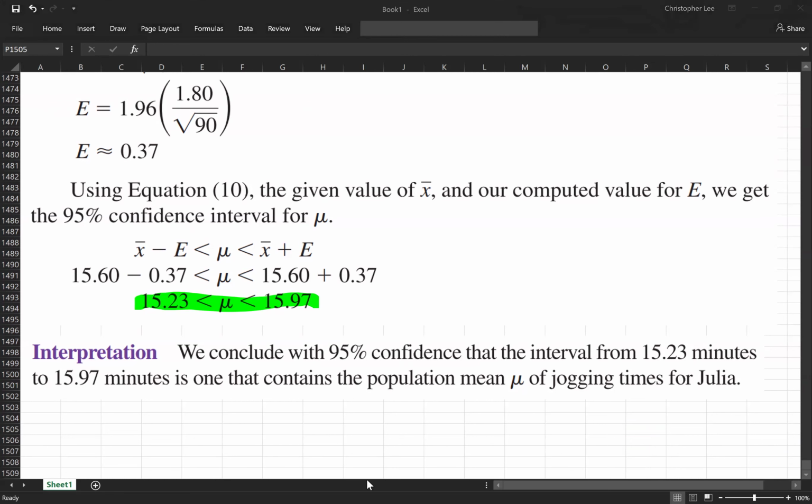Very important. Sometimes in real life it could be different. If it was real life, you might have to use the inverse normal to find the actual Z critical that you're looking for.